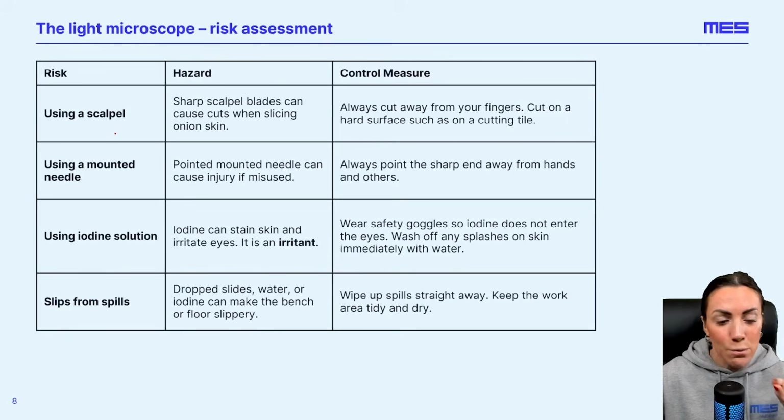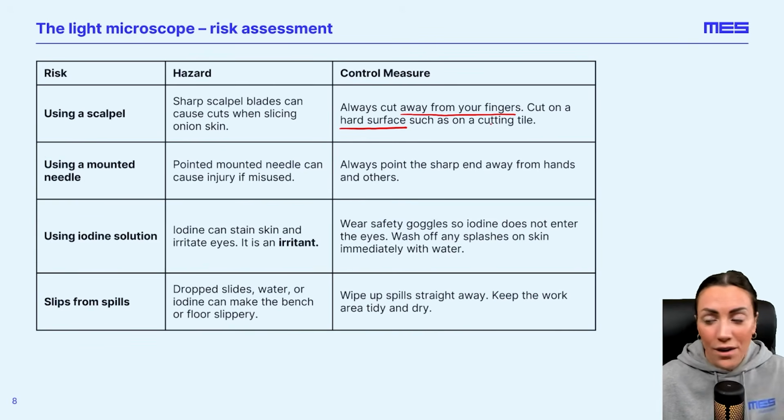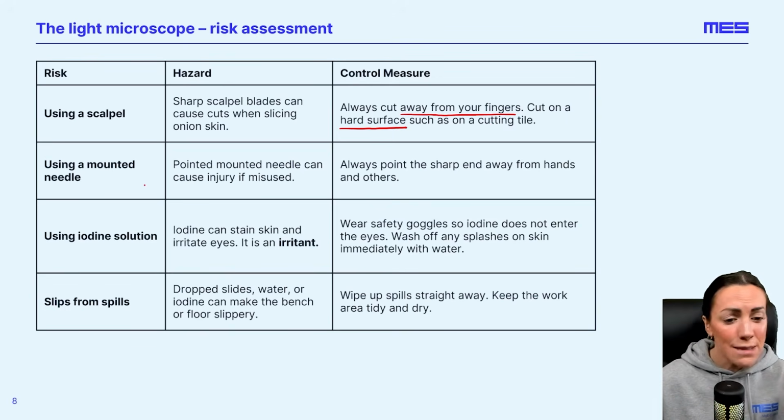So for example, in this practical, we might be using a scalpel to cut the onion. Now, obviously, scalpel blades are sharp. You could cut yourself. So when you cut, you always cut with the blade facing away from your fingers, and you should be cutting on a hard surface, such as a white cutting tile or a dissection board. You also should use a sharp scalpel. I know that sounds kind of contradictory, but sharp scalpels are safer than blunt scalpels, because if it's sharp, you can make one clean cut. You're less likely to have to move the scalpel back and forth, which is actually more risky in terms of cutting yourself.